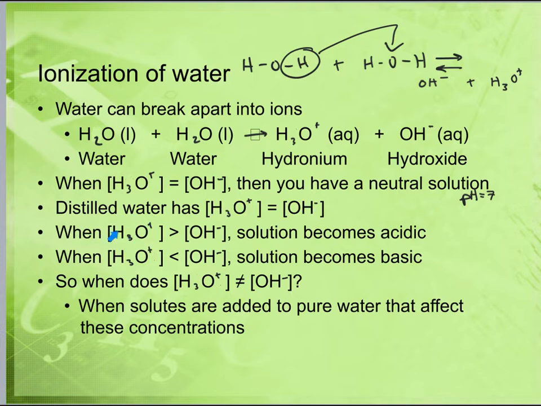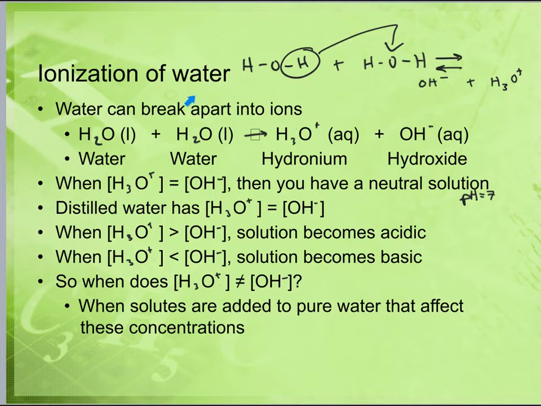So if we have more hydronium, a concentration of hydronium greater than a concentration of hydroxide, that solution is acidic. When we have a concentration of hydronium less than the concentration of hydroxide, that solution is basic.